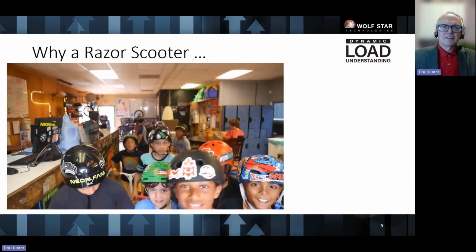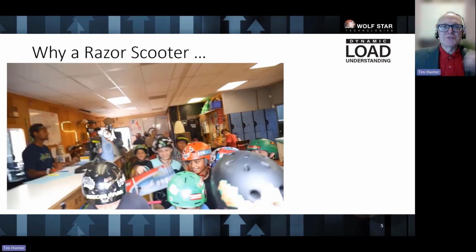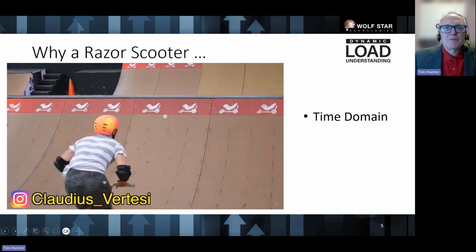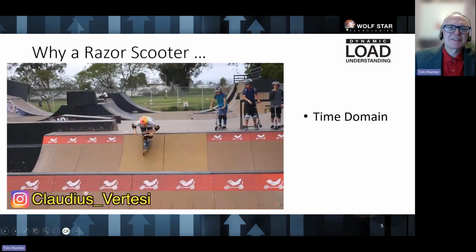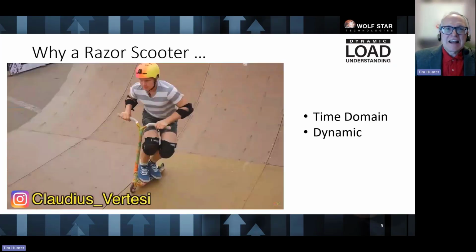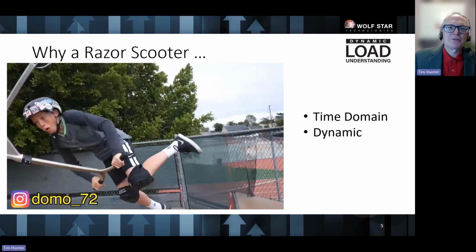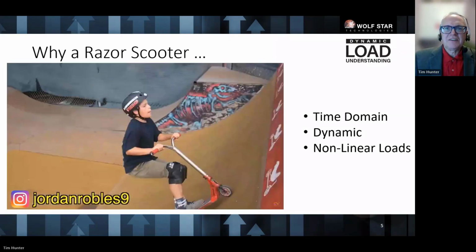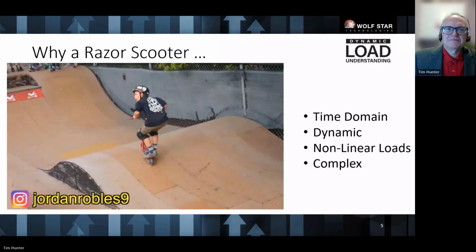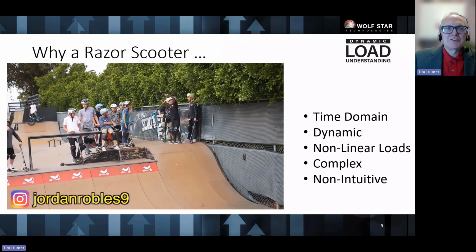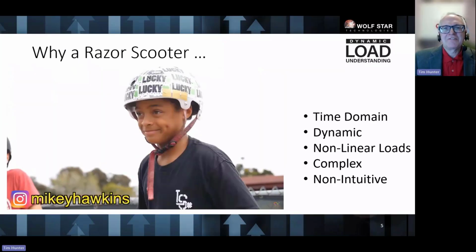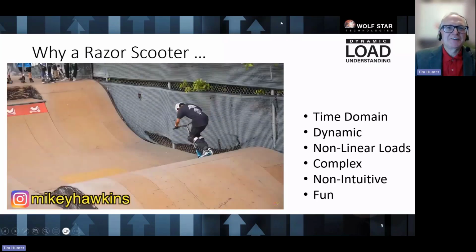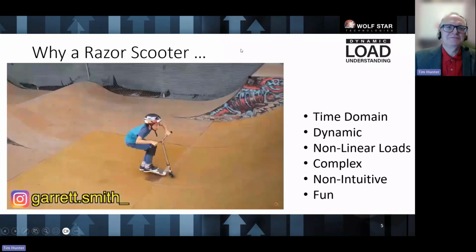So why a Razor scooter, right? Well, it's in the time domain. That's where we spend our lives, in the time domain. It's dynamic, so there's all sorts of dynamics going on in these things. It's totally nonlinear loading. It's complex. And it's just non-intuitive how you set up the loading on this thing. And frankly, it's just plain fun. So let's go have some fun and take a look at this Razor scooter and see what we've got here.